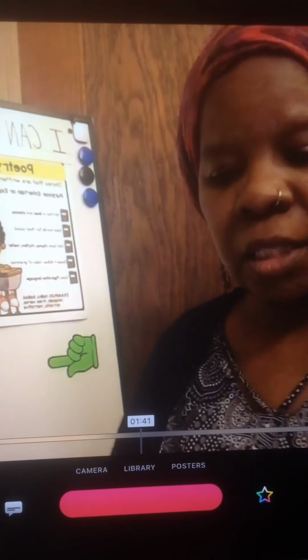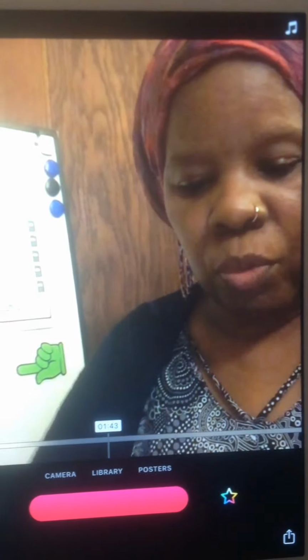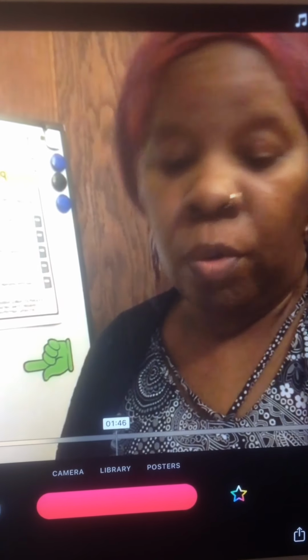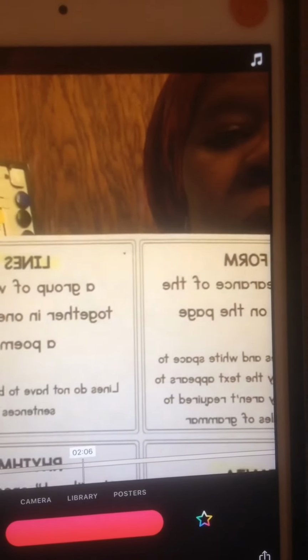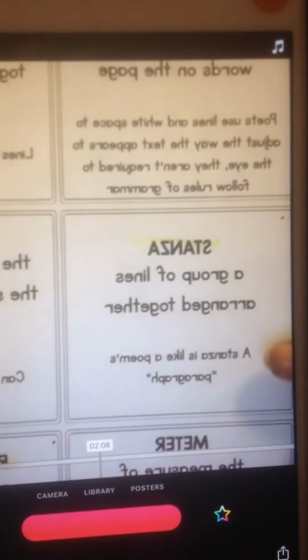There are some key things in poetry that I want you to be aware of. So, actually, there are a lot of key things in poetry. But the thing that I want you to focus on is that poetry has lines. It has stanzas, and it has rhyme scheme. So again, lines, stanzas, rhyme scheme. That is what we're going to be labeling today.